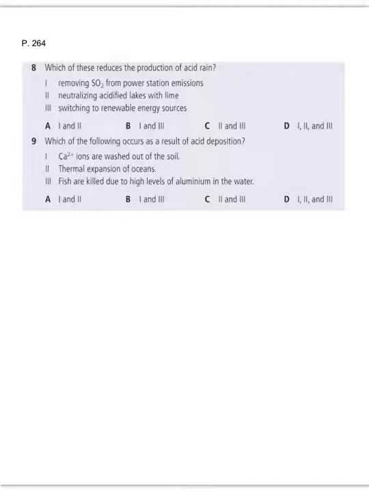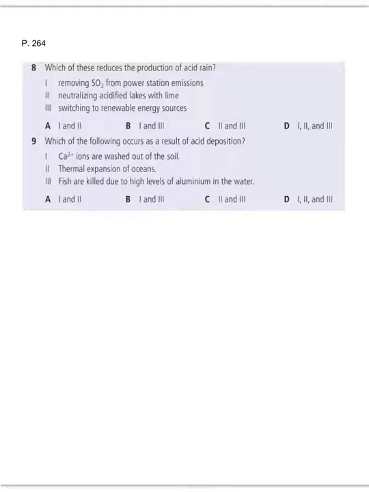You're more likely to see multiple choice or paper 1 questions regarding the acid rain and the environmental effects of it. So which of these reduces the production of acid rain? Removing SO2 from power station emissions? Absolutely, that would cut down on it.